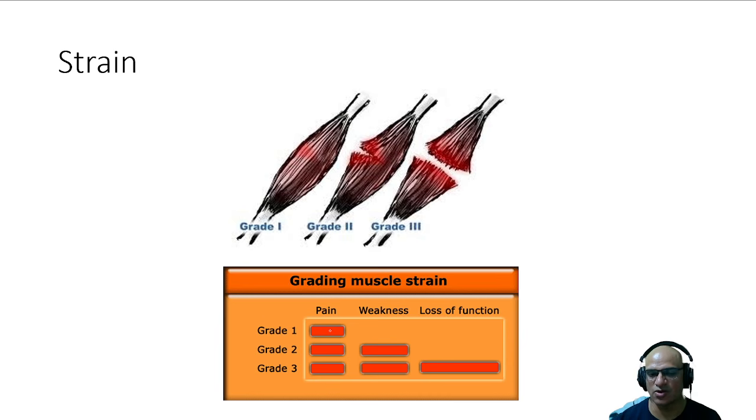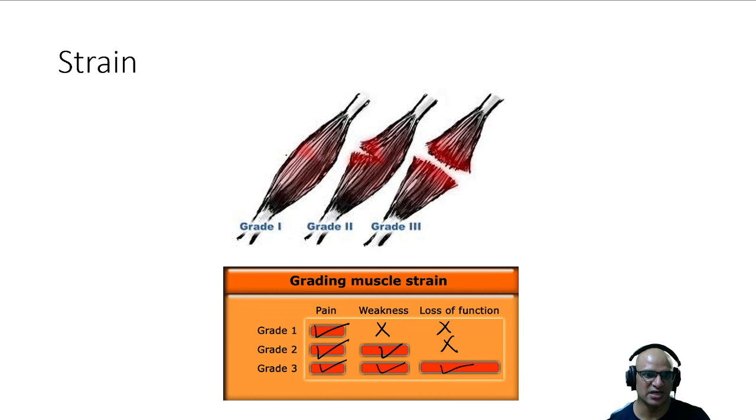Any injury out there is basically a tear of some tissue, and we grade them like this: grade 1, grade 2, grade 3. In a grade 1 injury, the person will have only the pain, but they will not have weakness or loss of function. In a grade 2 injury, they have pain and weakness, but they don't have loss of function. Whereas in a grade 3 injury, they have pain, weakness, and loss of function.